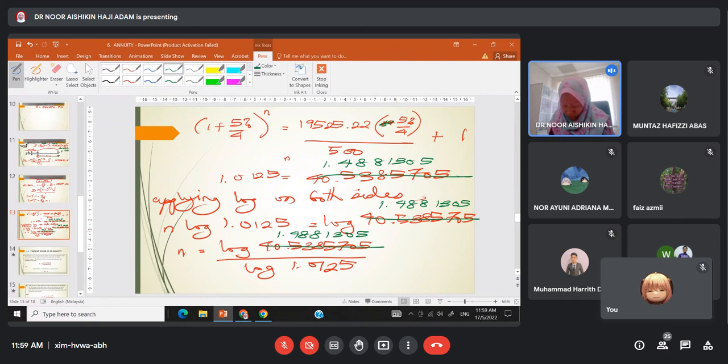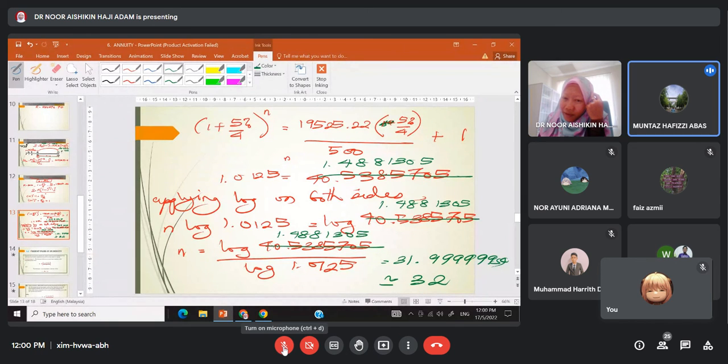Divided by log 1.0125. Yeah, 31.999999954. So 32 lah. So you take N to be 32. Boleh? Boleh. Careful ya, saya silap tadi.